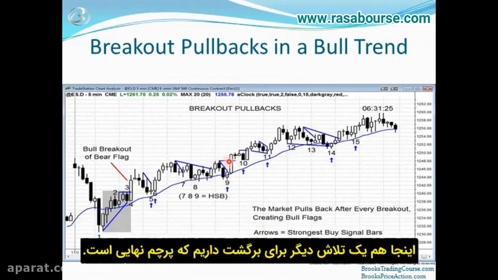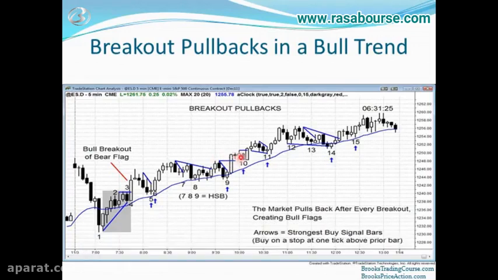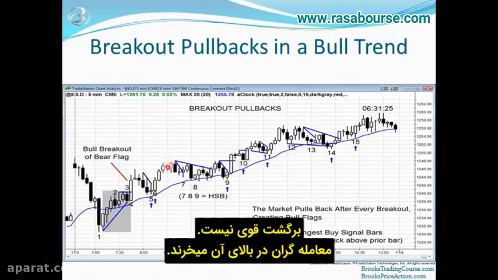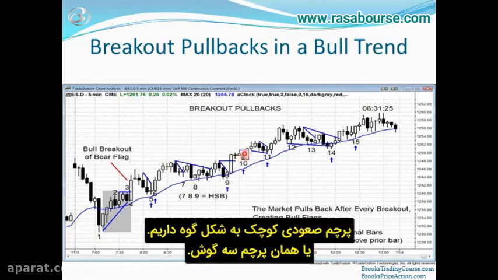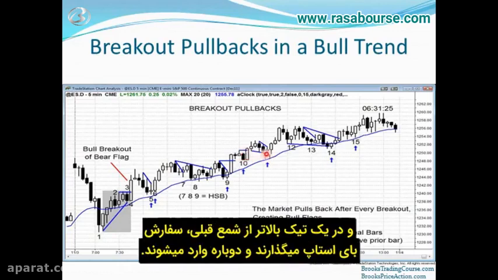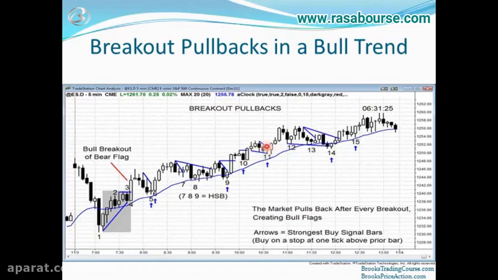Another attempt to reverse, possible final flag, not a strong reversal. Traders will buy above the high of the attempt to reverse. A little wedge bull flag, a little pennant. They'll place a buy stop 1 tick above the high of the prior bar and get long again.